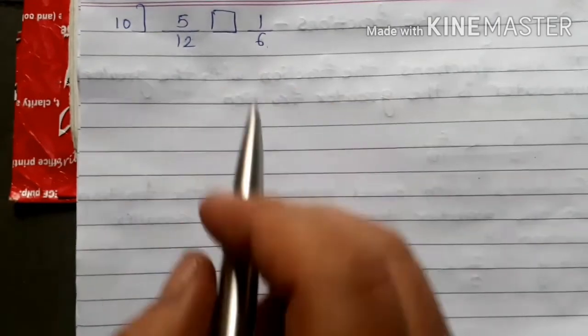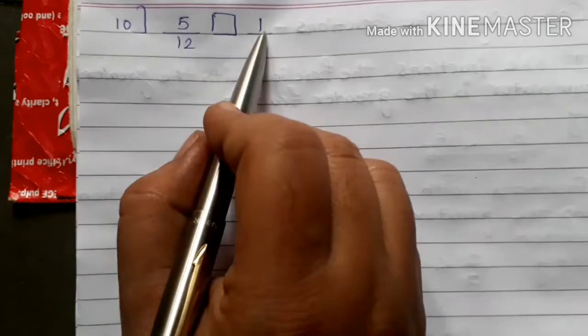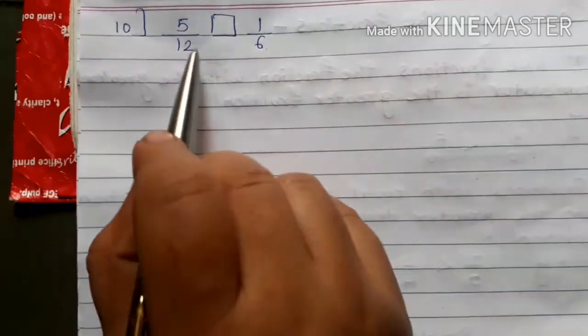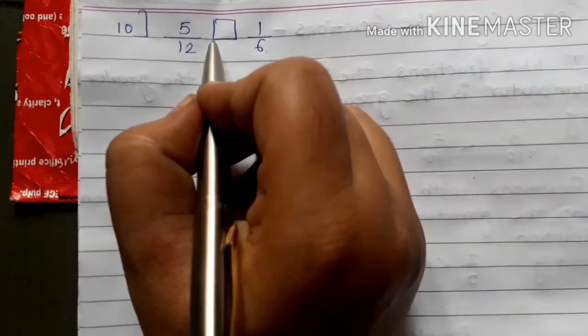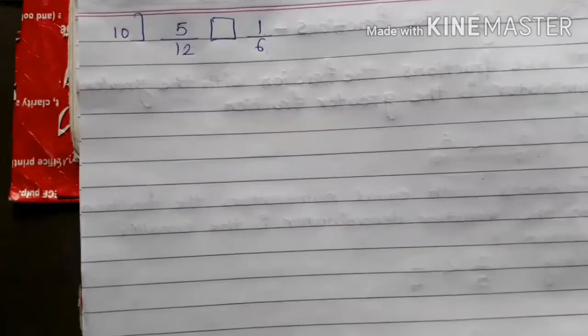Are the denominators same? No. Now see the numerator. Here is 5. Here is 1. Are the numerators same? No. Here denominators are also not same. Numerators are also not same. So this is an unlike fraction, and we have to make it like.